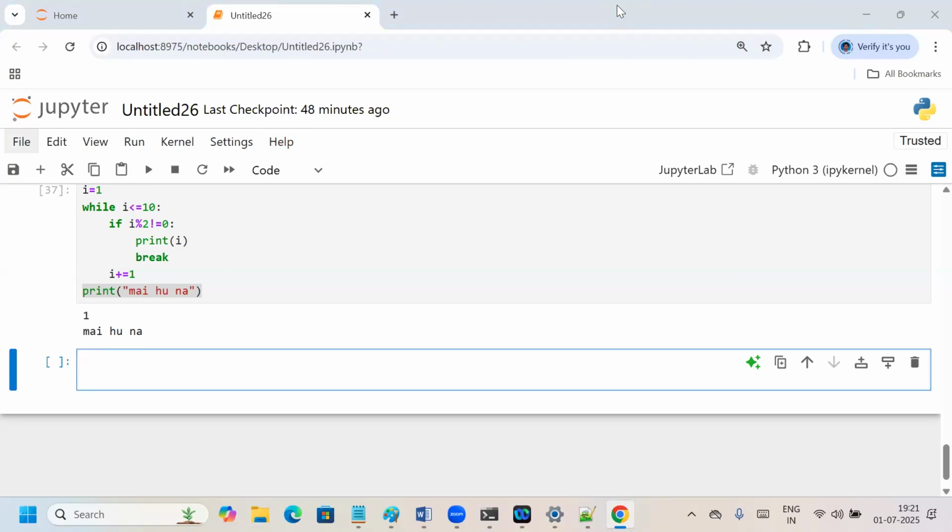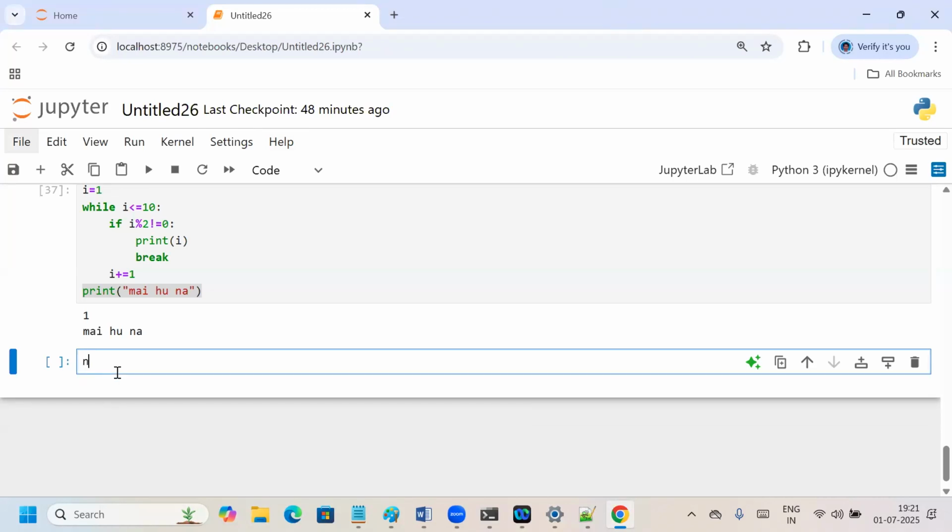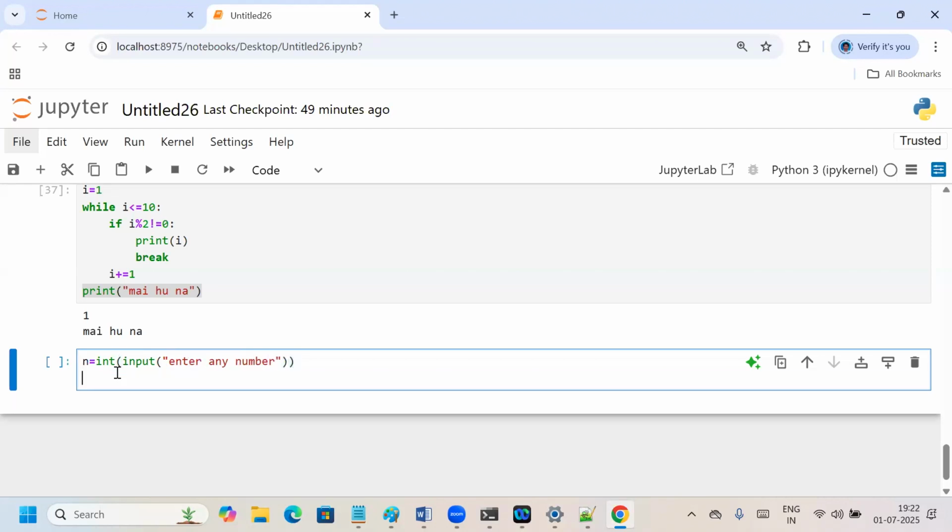कैसे लिखूं गाइस मैं इस कोड को, बताइए कहां से स्टार्ट करूं? Input, wow. n equals int input, enter any number. ठीक है, आगे approach, guys, this question.